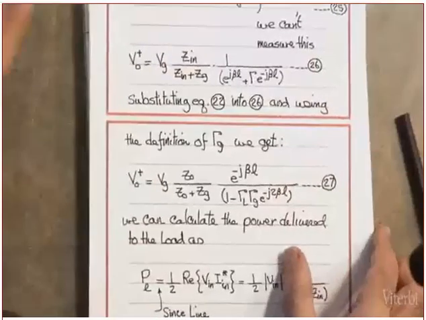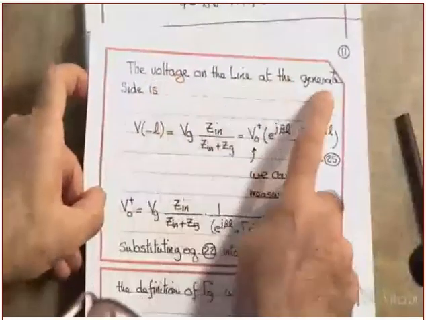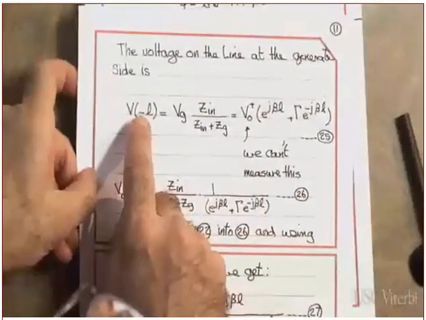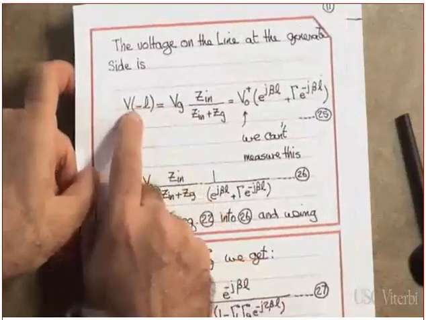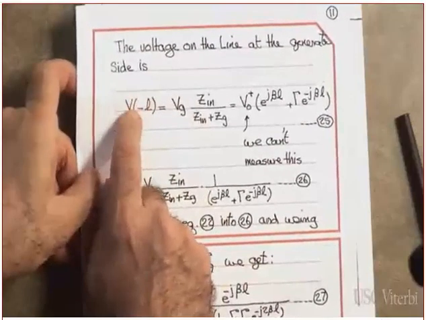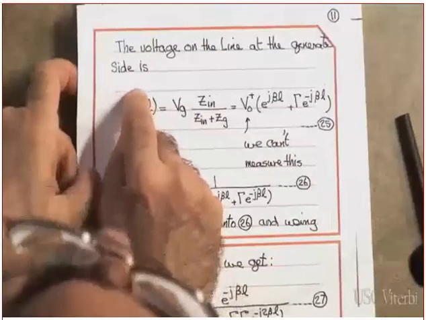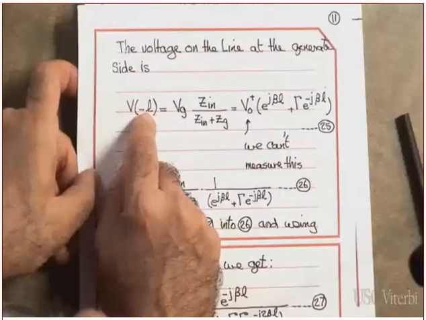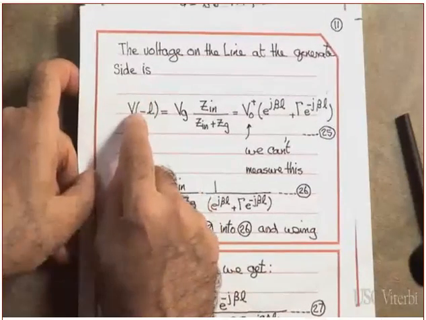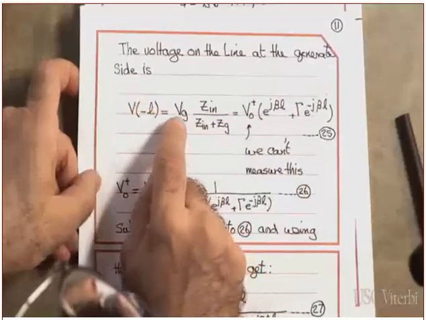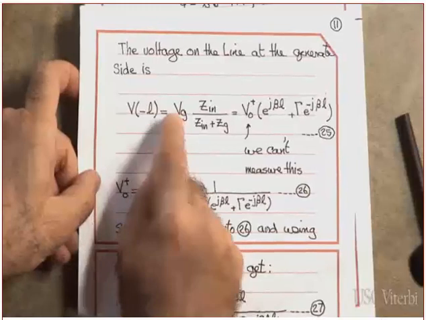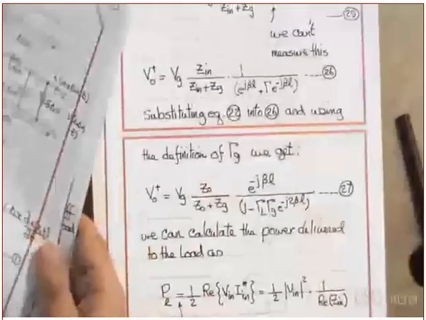Okay, good. Now, let's skip this one here, but let me just write here. The voltage on the line at the generator side is V of minus L, which is equal to, another way of writing it, Vn. This is Vn. Is this a plus, or is this just a real voltage? That's a real voltage. Did you get this or not? This is the Vn. What is it equal to? Vg, which is the volt. By the way, if you replace this transmission line, where is it?